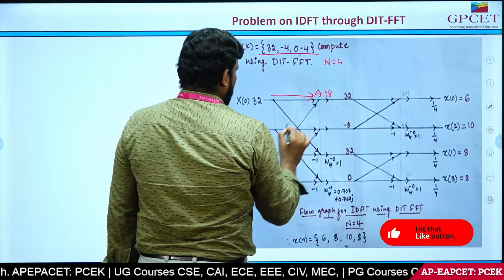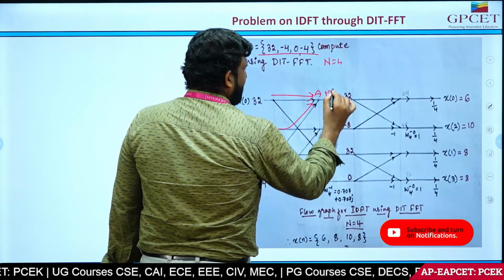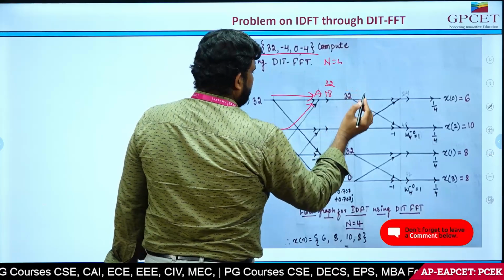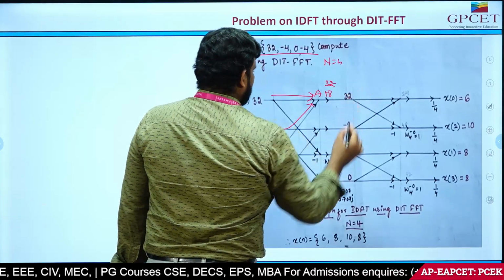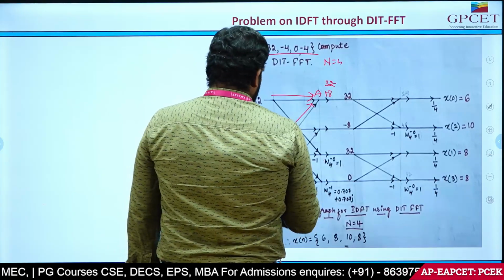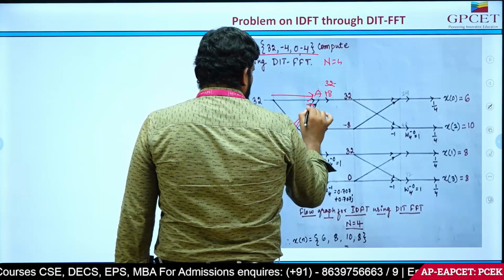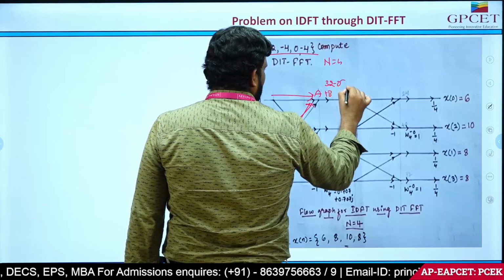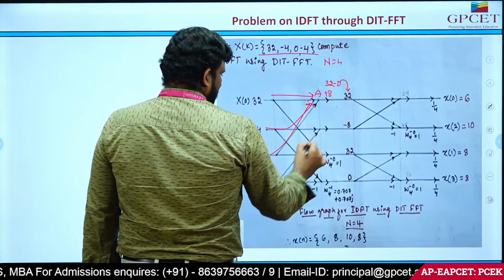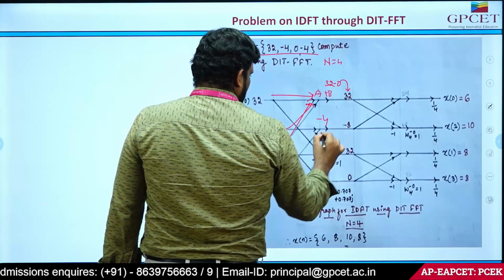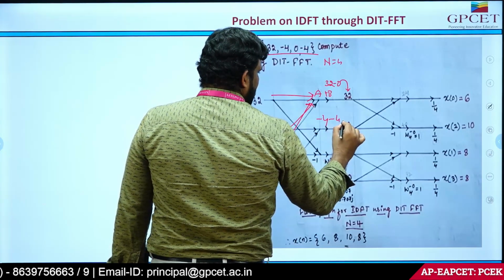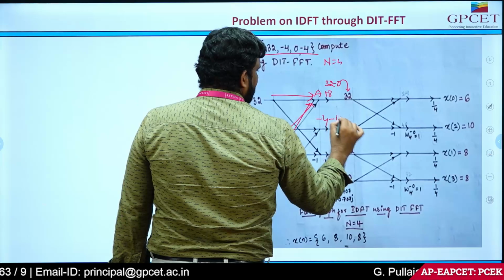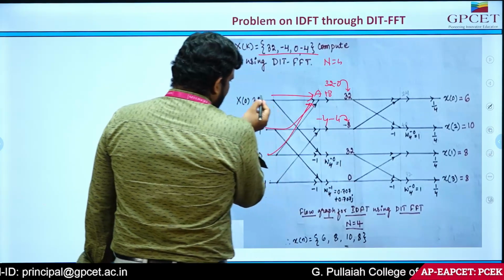that is 32 minus 4. And from here it is minus, it should be from here, sorry. So 32 minus 0. So what is the answer I got? This one. Now second, minus 4, and where is it coming from? Minus 4. So which is minus 8.